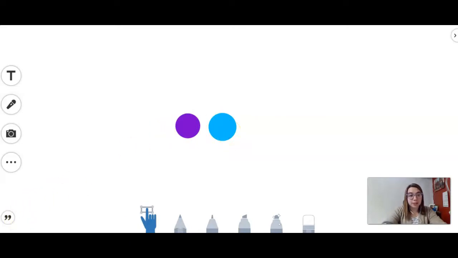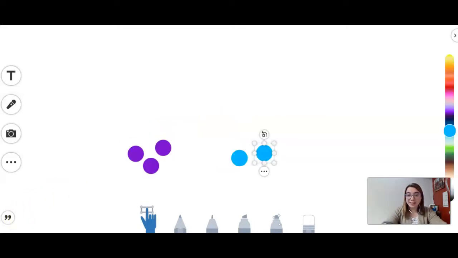Let's do another example. Again, here I have 2 parts. I have the part with the purple dots, and I have the part with the blue dots. How many purple dots do I have? How many dots are in that part? 1, 2, 3. 3 dots in one part. How many dots in this part? 1, 2. Okay. We need to put them together to make a whole.